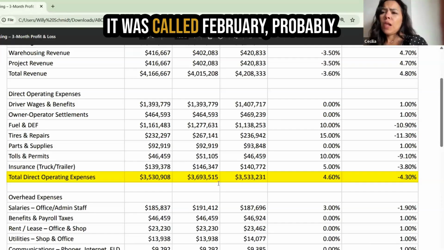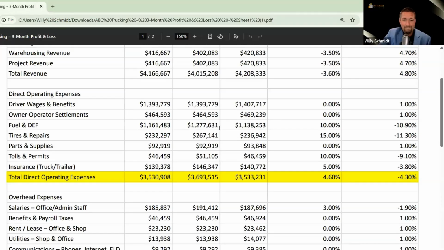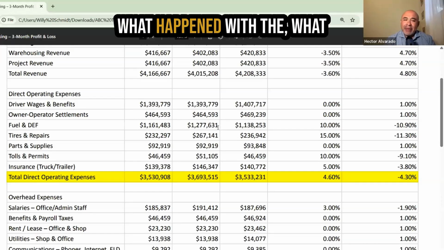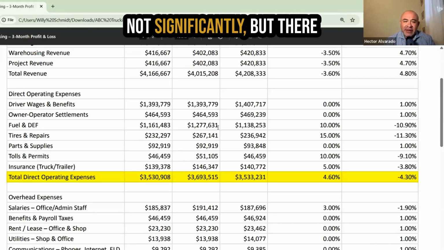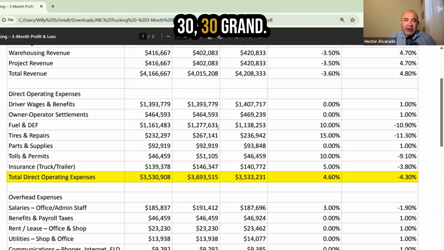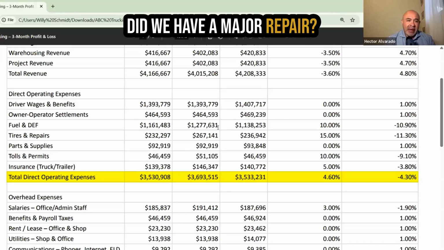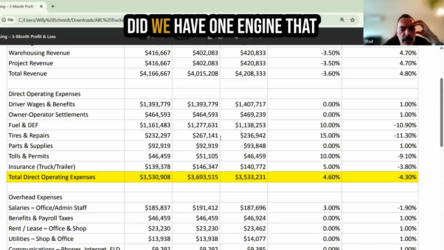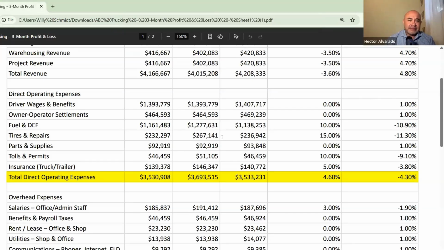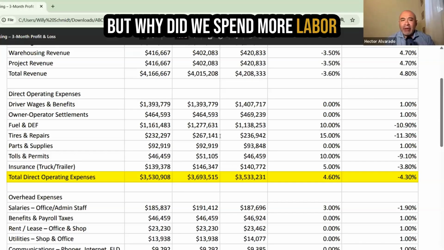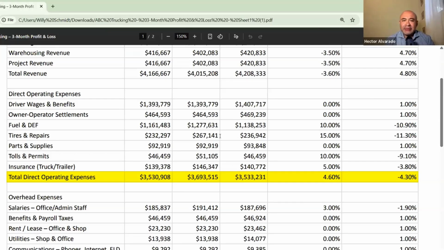Weather. It was a cold February, probably. Why did we burn more fuel? What happened with the tires and repairs? How did it increase? Not significantly, but there was a bit of an increase, 30 grand. Did we have a major repair? Did we have one engine that blew and all of a sudden we had to do an engine job? But why did we spend more on labor when we had less revenue?